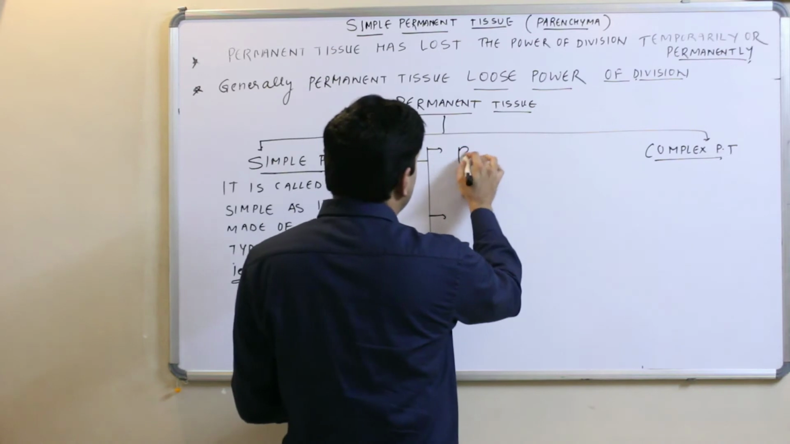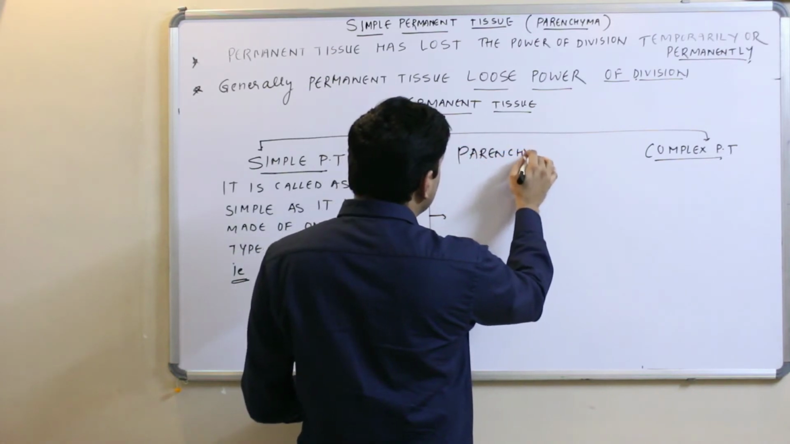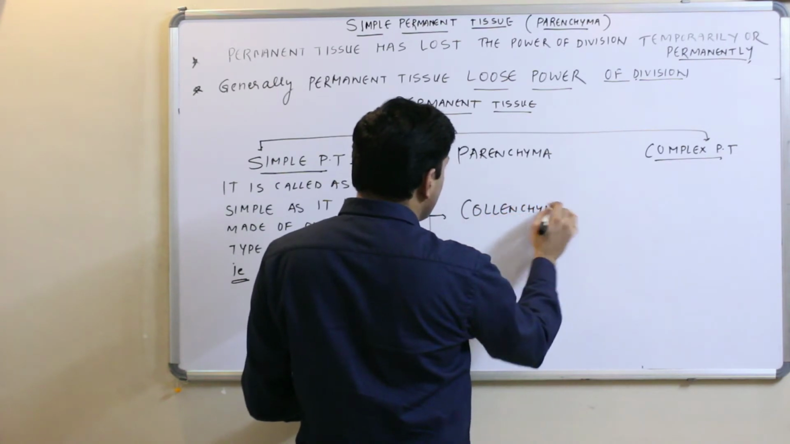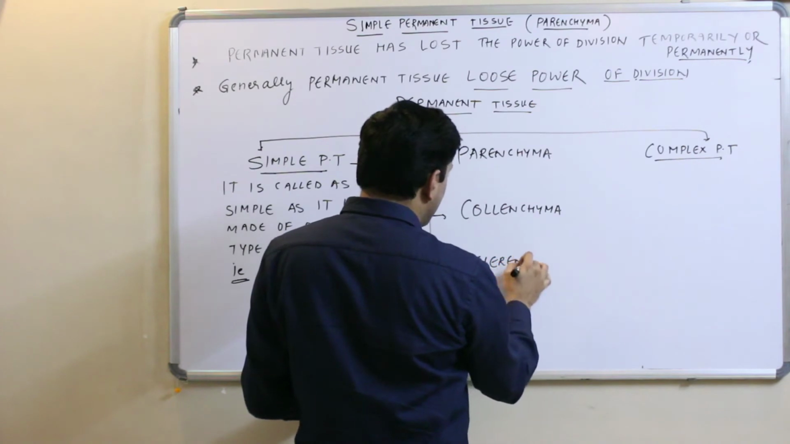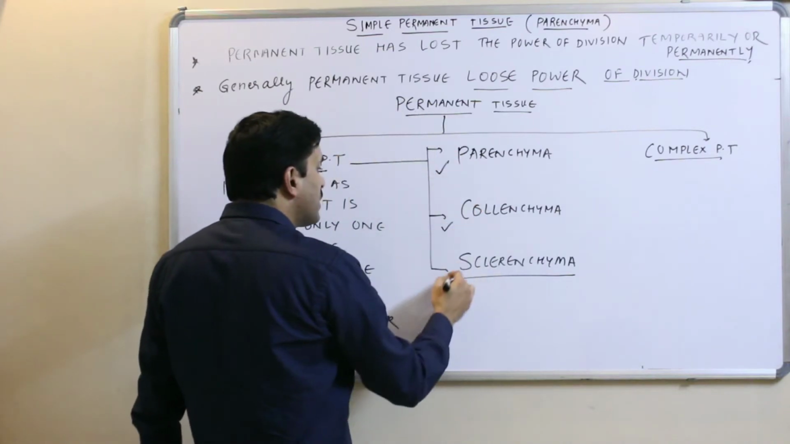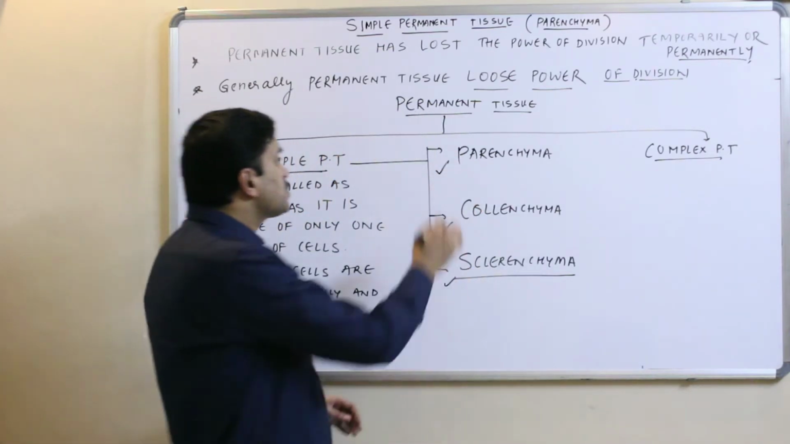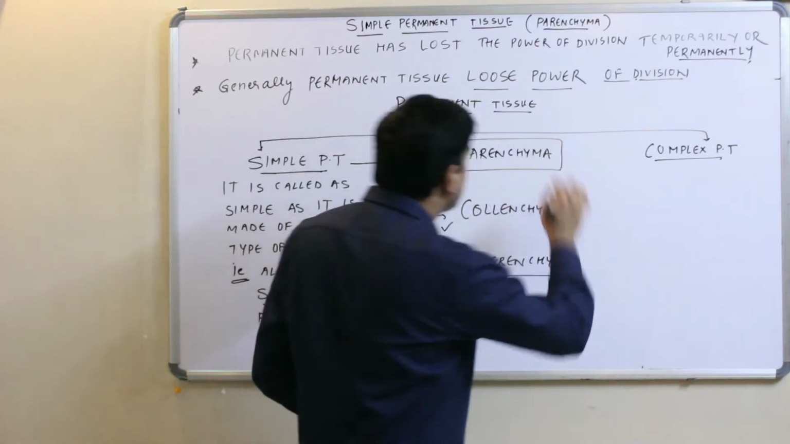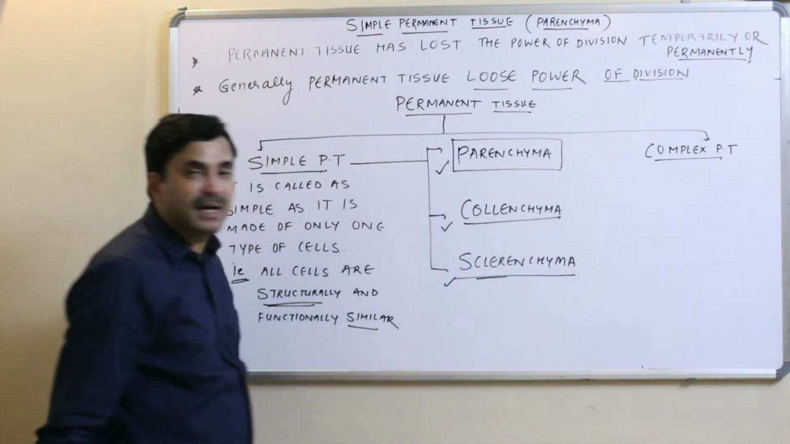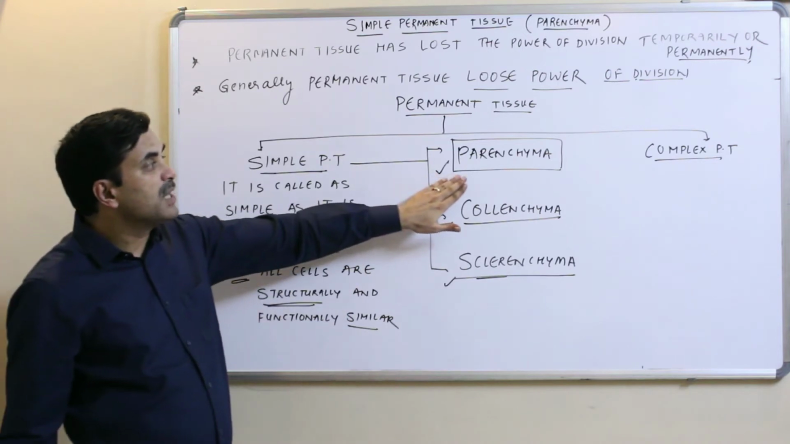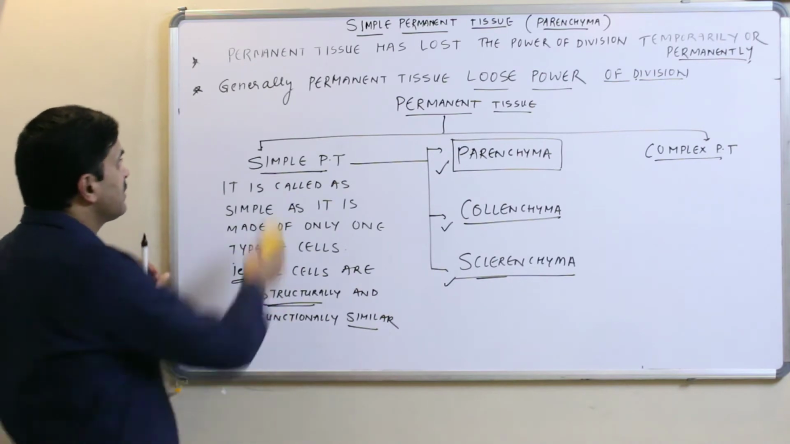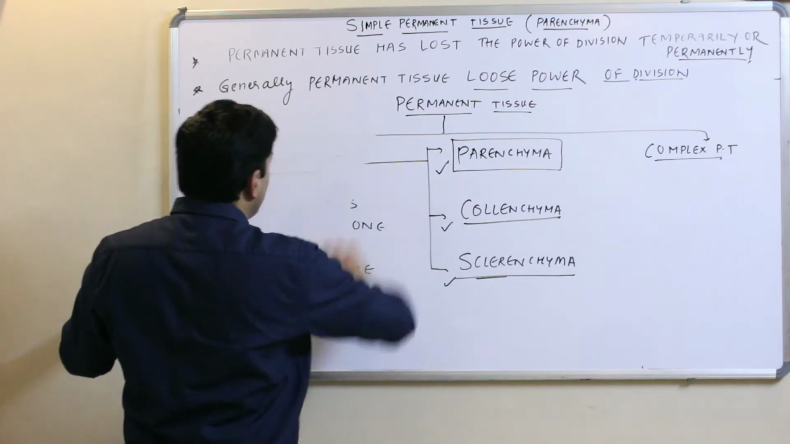it is classified into three categories: Parenchyma, Collenchyma, and Sclerenchyma. Are you getting it? Simple permanent tissue is classified into how many categories? Parenchyma, Collenchyma, Sclerenchyma. Okay. So in this video we will be purely discussing the Parenchyma, and in the upcoming videos we will be discussing the Collenchyma as well as the Sclerenchyma. So let's talk about the Parenchyma. It is a very important tissue.